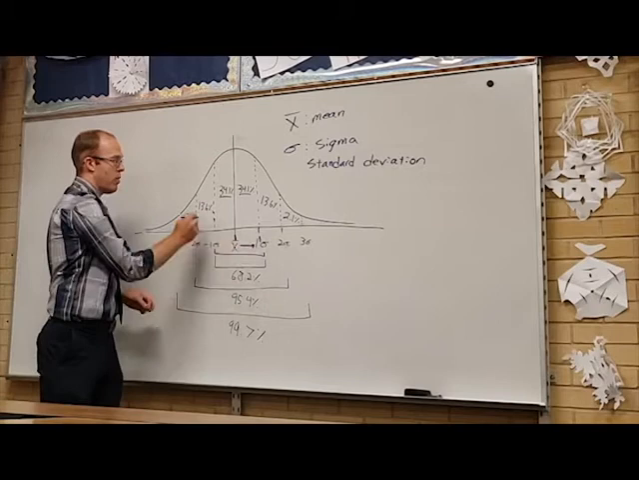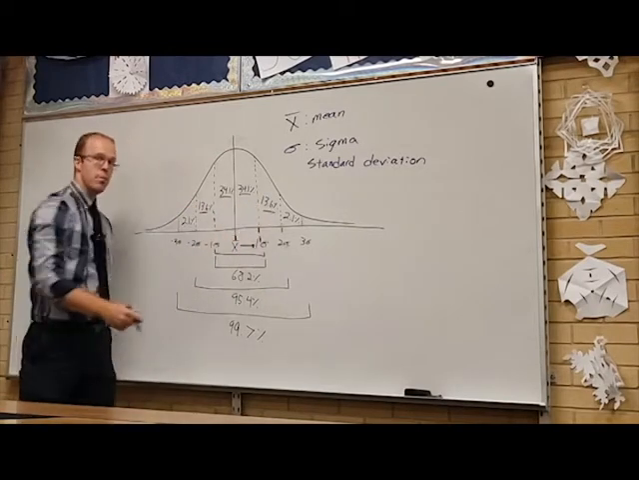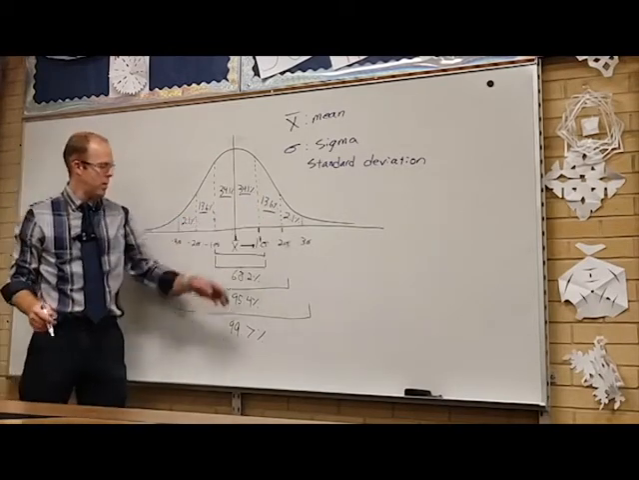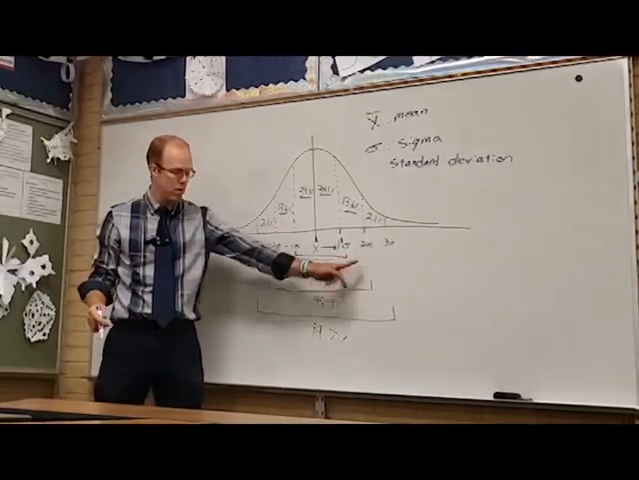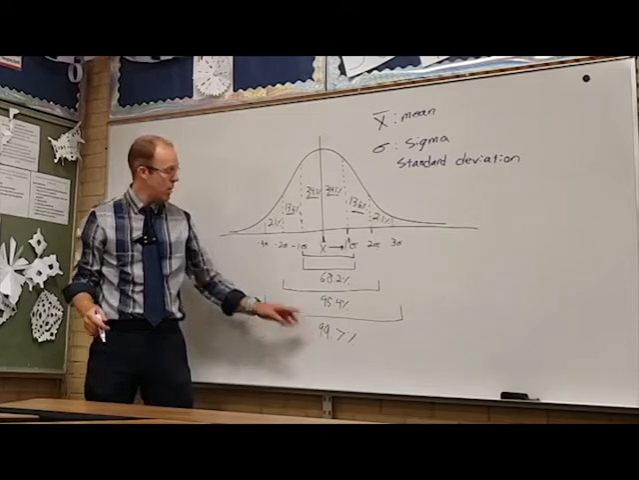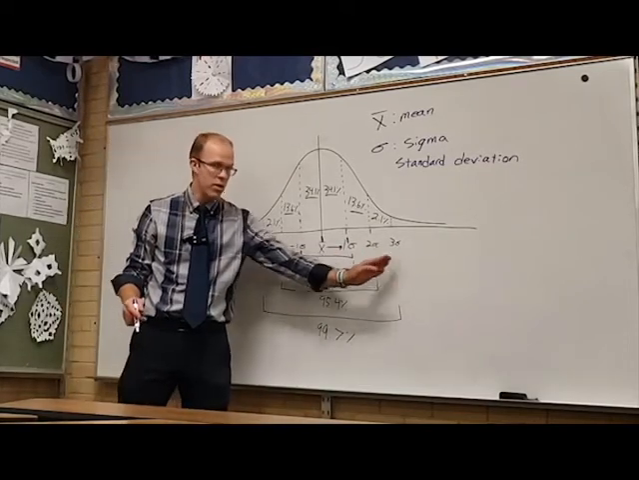As we continue outward, we get an extra 13.6%, and then 2.1% to give us the 95.4 when we go out 2 standard deviations, and the 99.7 when we go out 3 standard deviations.